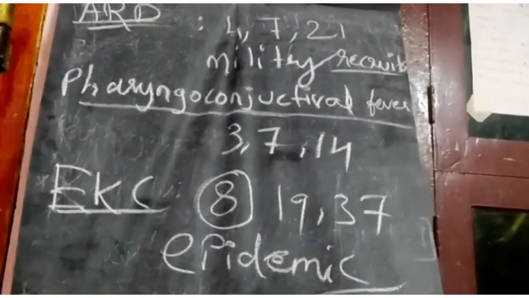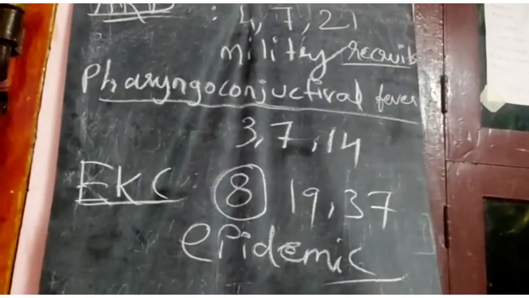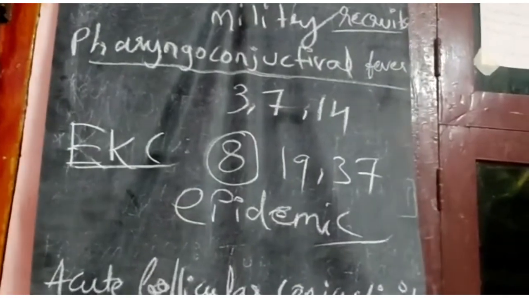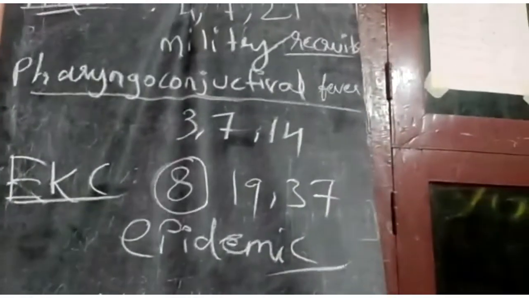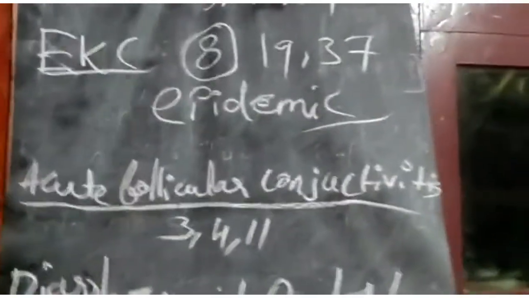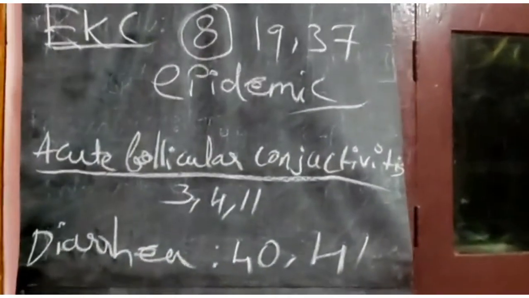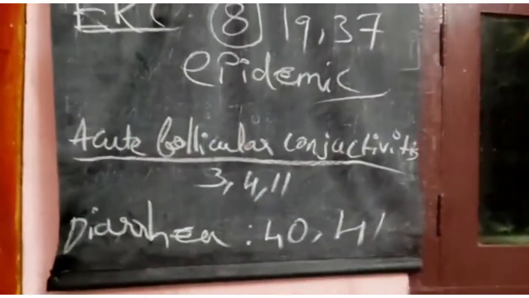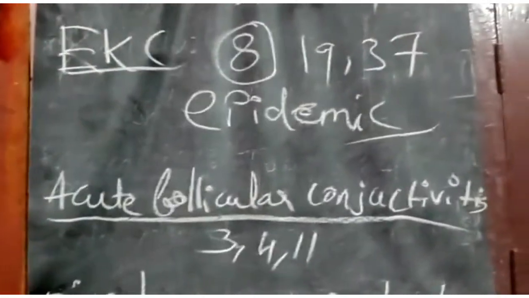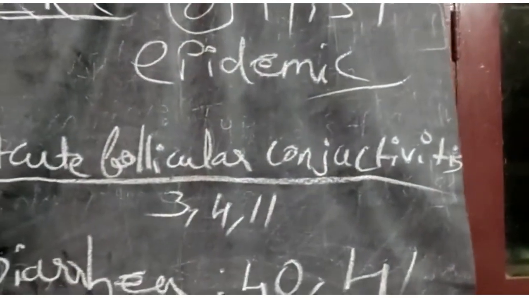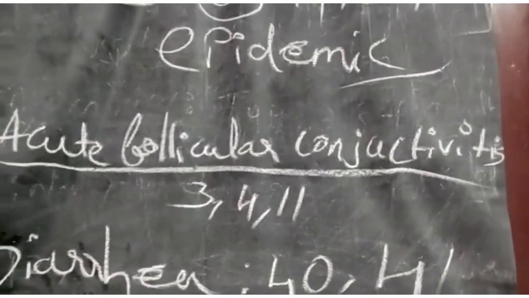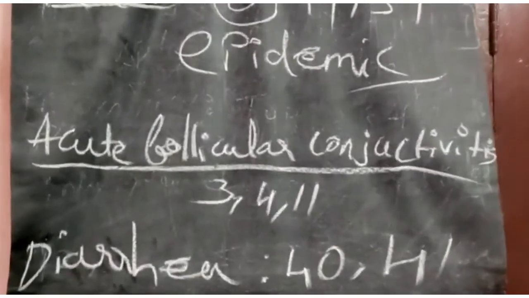And then EKC, epidemic keratoconjunctivitis. It is most often caused by type 8. It may occasionally be caused by types 19 and 37. It causes severe epidemics in a region. And then acute follicular conjunctivitis, swimming pool conjunctivitis. These are caused by types 3, 4 and 11, associated with inflammation. It is non-purulent, with enlargement of periauricular lymph nodes associated with it.